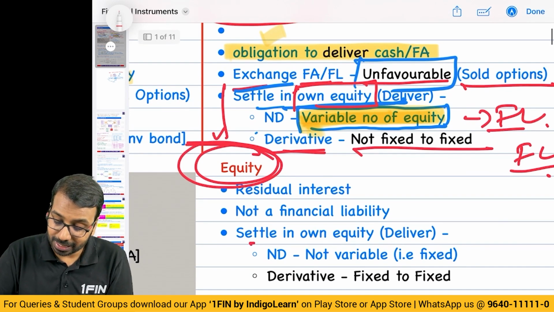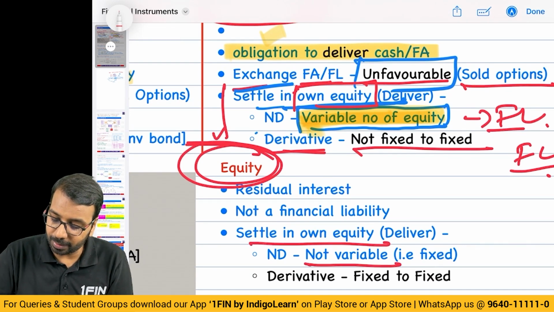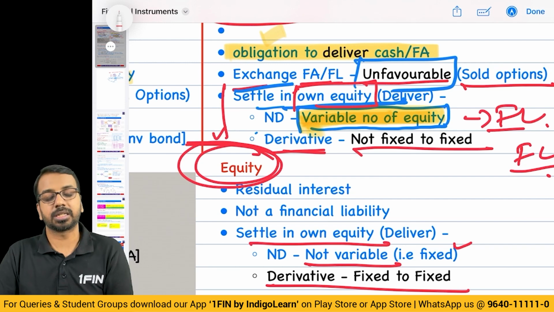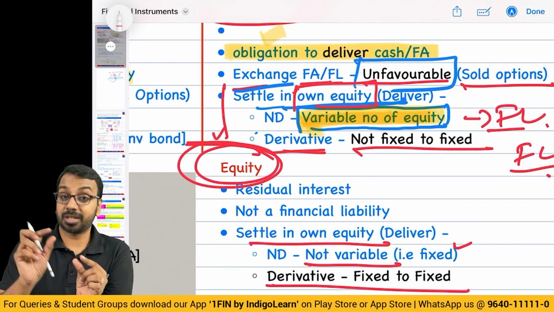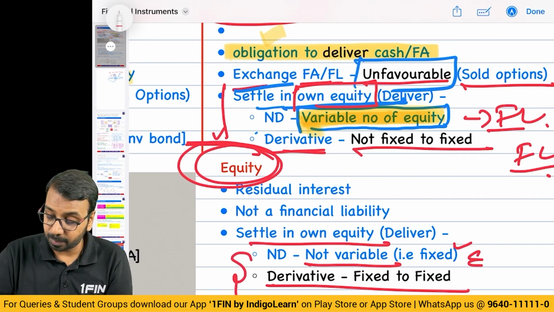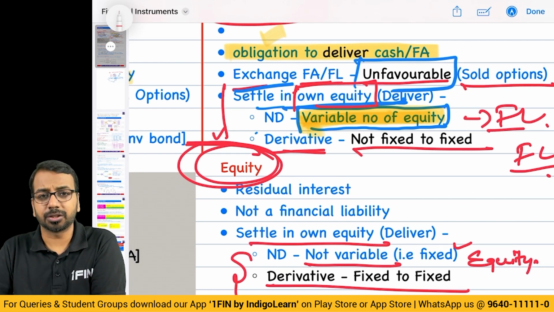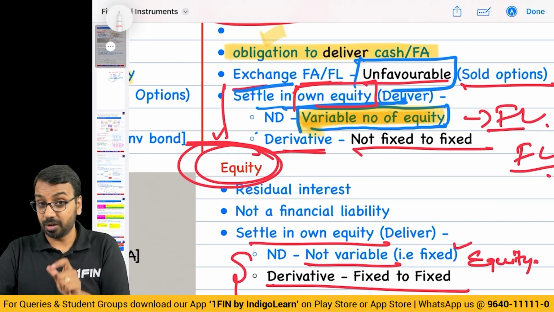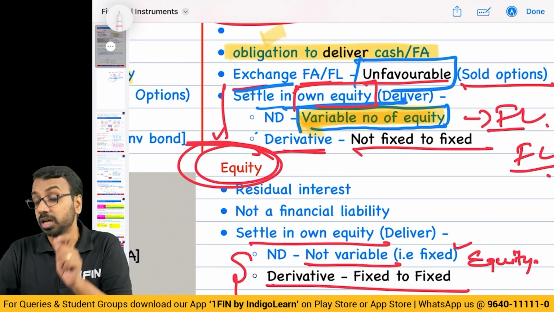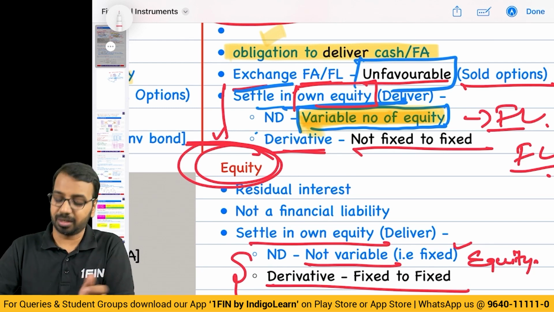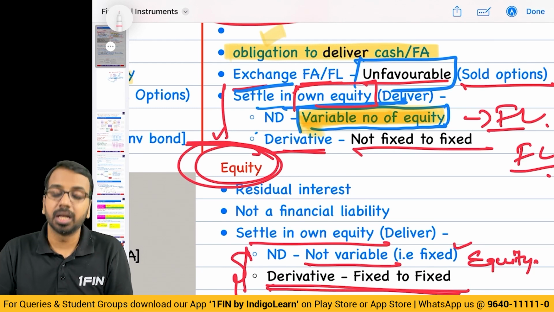Whereas if you settle in own equity and it is not variable, that is a fixed number of shares for a fixed consideration, fixed to fixed, then in that case this becomes equity. For example, for a share based payment transaction, you have a fixed number of shares, you have fixed consideration. You have any stock option, fixed number of shares, fixed consideration, then that becomes your equity.